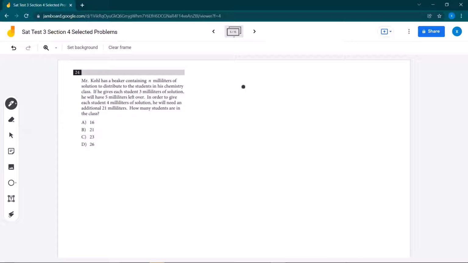So what we're going to do here, and how many students from the class is the question, is look at each of these answer choices here and determine which one satisfies both conditions, starting with A. So if he had 16 students, right, well, then, if he gives each student 3 milliliters, he's essentially giving out 48 milliliters total. But it's saying he'll have 5 milliliters left over. So he'll have in total, therefore, 48 plus 5 milliliters, which is going to give me 53. So he started out with 53 milliliters.